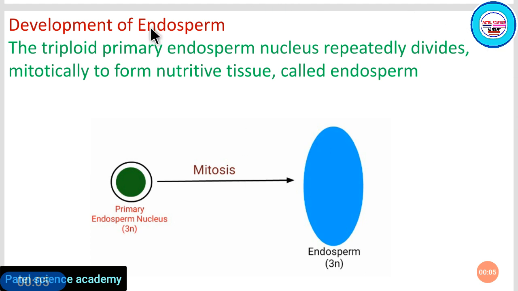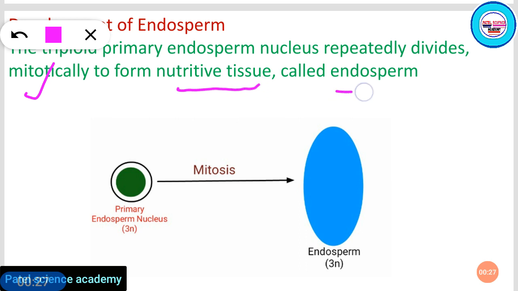In today's lecture you are going to learn about the development of the endosperm. What is endosperm? Actually, the triploid PEN, the primary endosperm nucleus, goes through repeated mitotic cell division, in which the number of chromosomes remains the same, to form the nutritive structure, and that nutritive structure is called endosperm.